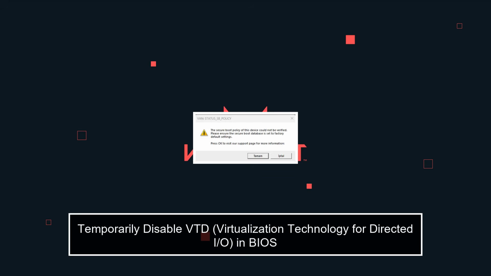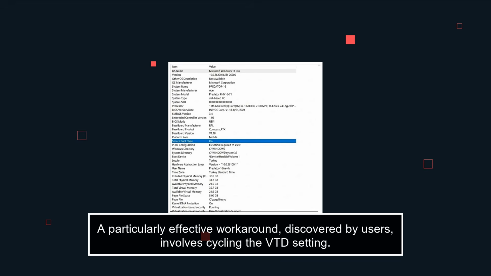Temporarily disable VTD, Virtualization Technology for Directed I/O, in BIOS. A particularly effective workaround, discovered by users, involves cycling the VTD setting.